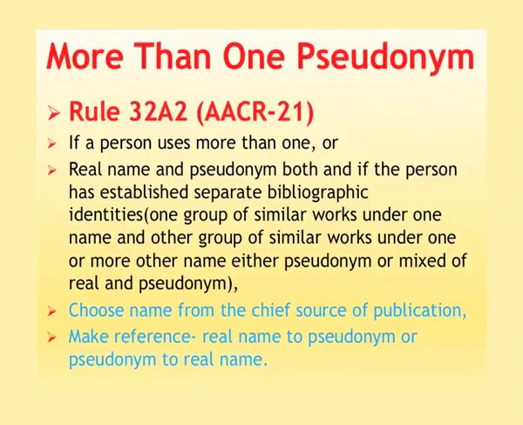So, the person is one, but either he used or by chance his pseudonyms became three in number. So, it is fine for people in the literary world, but for a library professional it is a different thing. We have to deal with each pseudonym. So, here the rule says if a person uses more than one pseudonym, or real name and a pseudonym.